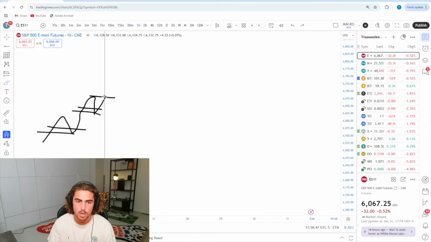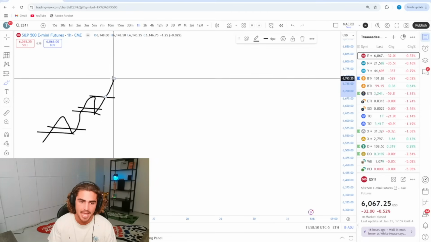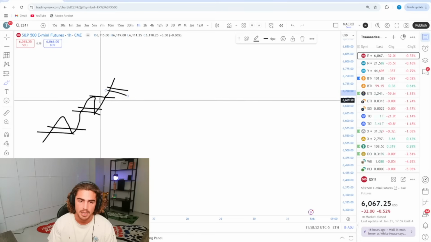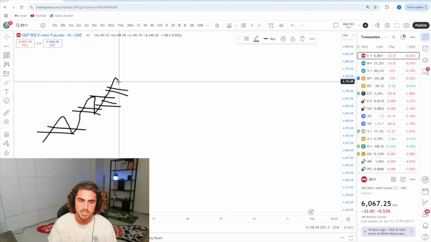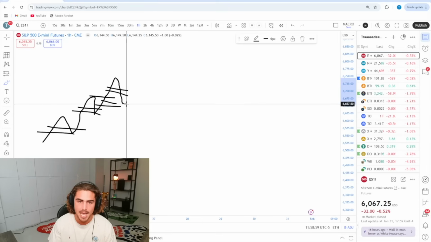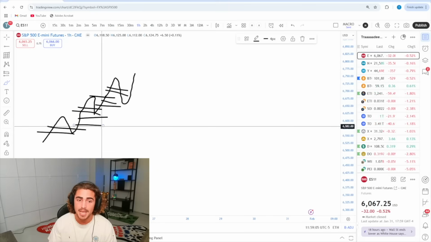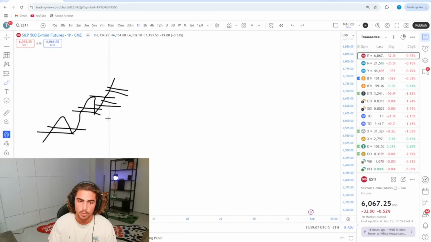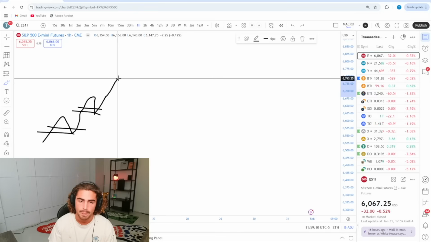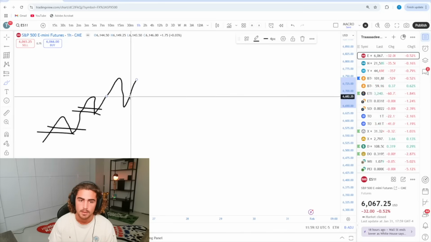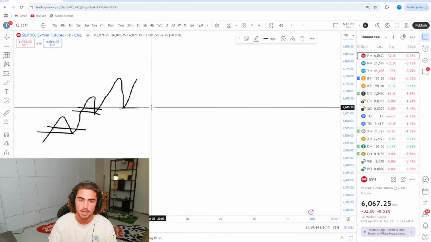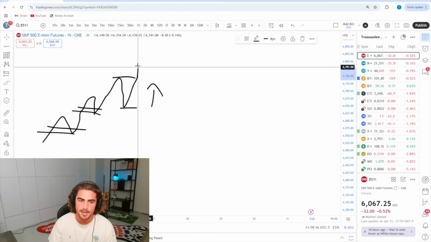So if we push up and then we have a fair value gap here and then a fair value gap here, let's say we push down past this fair value gap and then end up filling this fair value gap and then pushing up past this high. Now, even if we have a fair value gap here, we don't care about it. We only care about price from here and above now once we push past this high.